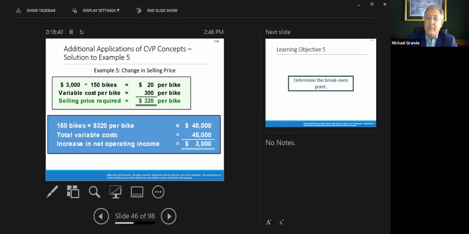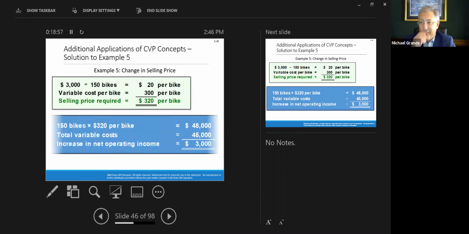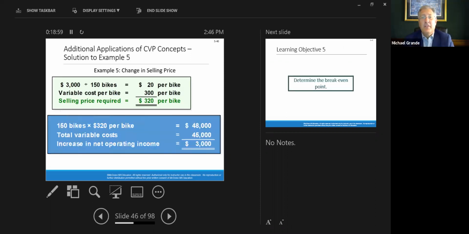So you say the variable expenses, right? The total variable expenses are $45,000. If they want to sell, they're telling you, 150 bikes. The variable expense is 150 bikes times $300 a bike, which is $45,000.